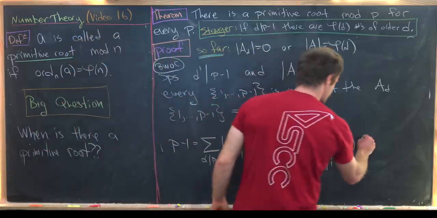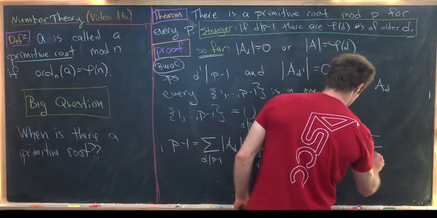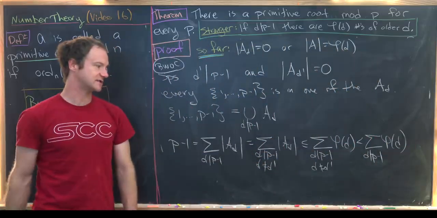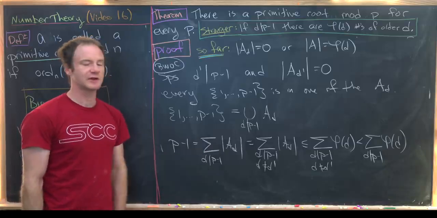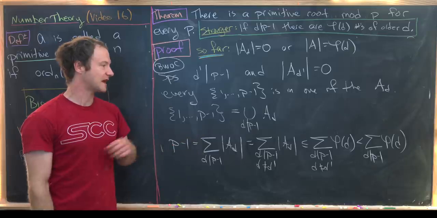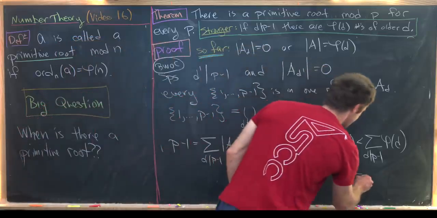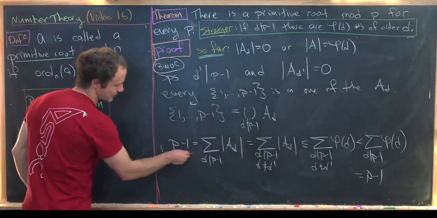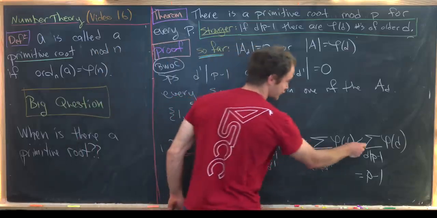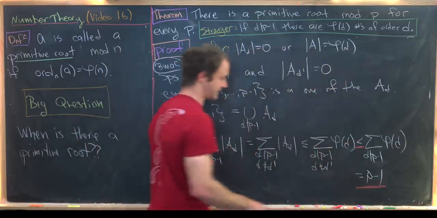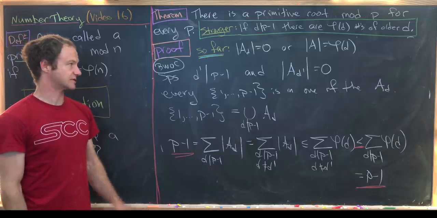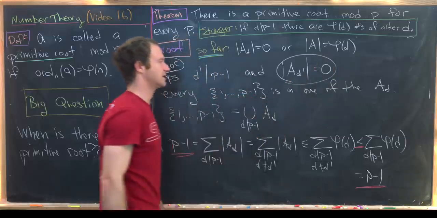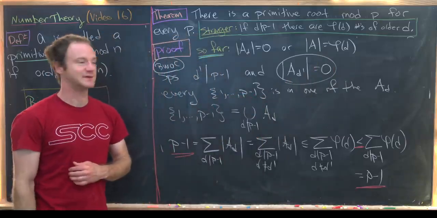But now that is strictly less than what we get if we sum over all the divisors of p minus 1 of phi of d, because now we're summing over that d prime as well. But then our preparatory lemma told us that this was equal to p minus 1. So let's see what we've just done. We've shown that p minus 1 is strictly less than itself. But that's a clear contradiction. So what did we contradict? We contradicted this possibility for A sub d prime to be empty.